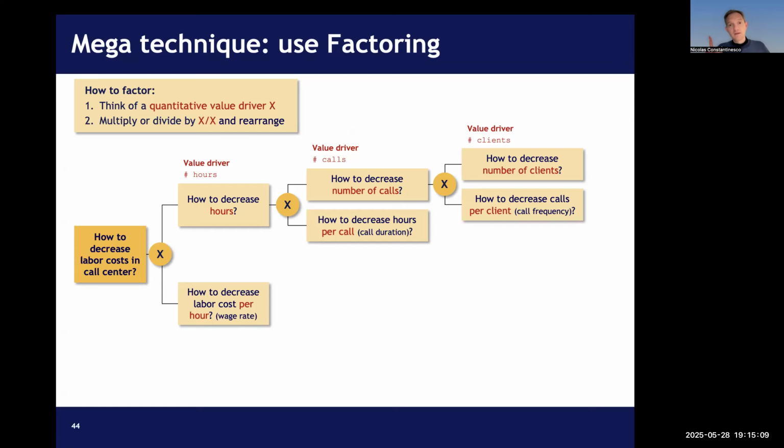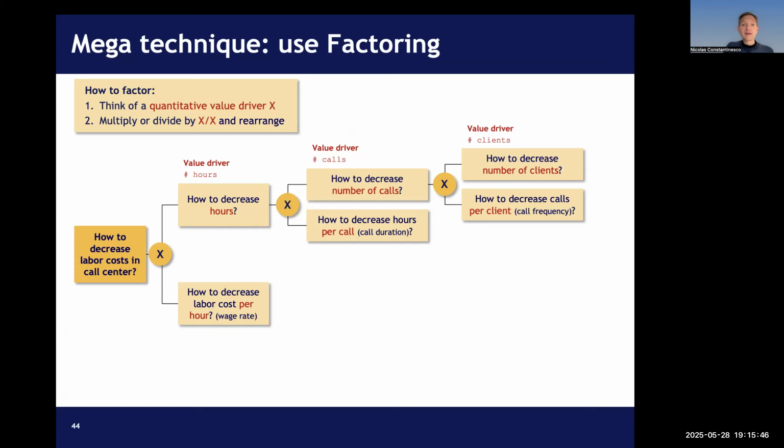Now, maybe you're thinking, wait, hold on. Decreasing number of clients, that doesn't feel like a good thing to do. And that's totally right. From a business perspective, it's not a good thing to do. But from a mathematical or logical perspective, if we decrease the number of clients, it will decrease the labor costs in the call center. There is that relationship. That's factually correct. It's just that it's a relationship. We don't want to activate this relationship because we just don't want to decrease the number of clients.